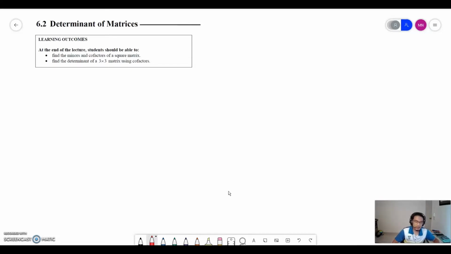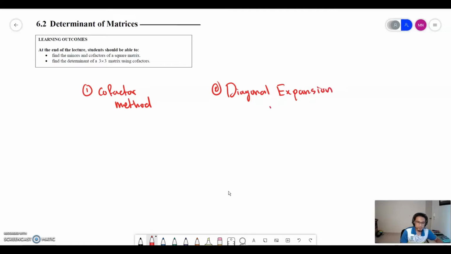Okay, so there are two methods to determine the determinant of a matrix. First, by using the cofactor method. Then another one is called the diagonal expansion formula. But first we look at how to determine the determinant of matrices by using the cofactor method.